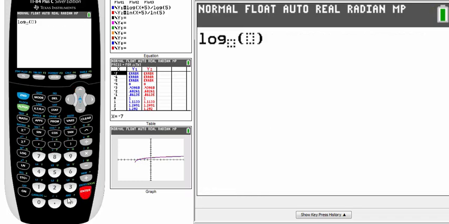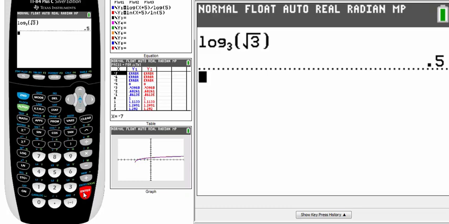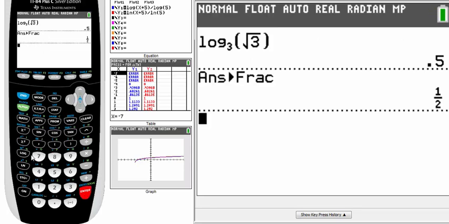So log base 3, and my argument goes the square root of 3. I should get 1/2, 0.5. Equivalent fraction. If you want to convert that to a fraction, you go to math frac, and it converts to 1/2, or you could do your log.